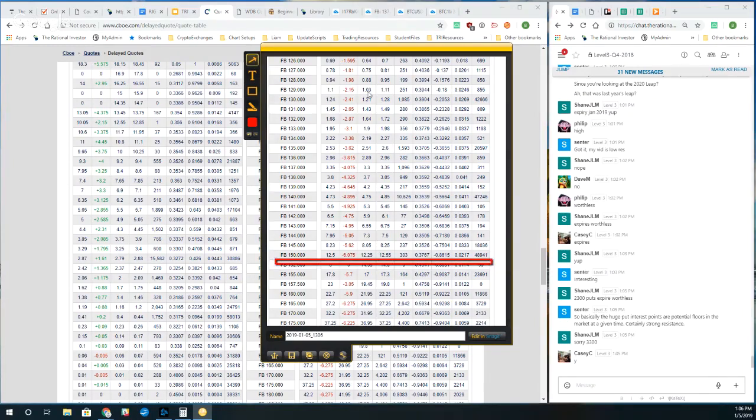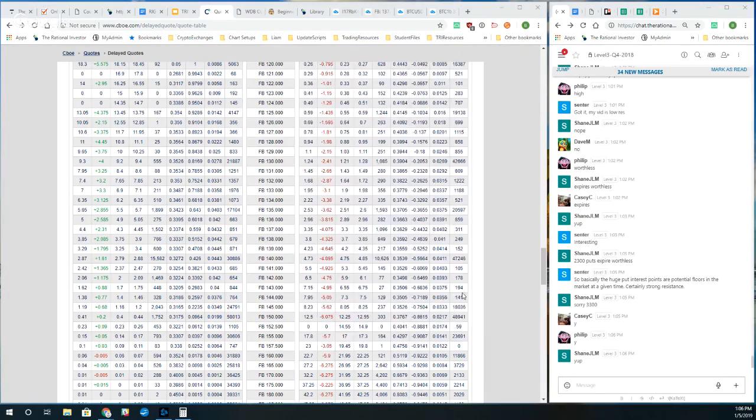That would mean that this option and this option will all expire worthless. Does that make sense, guys? In fact, I wouldn't even be surprised if they want to take it all the way up here. Wouldn't surprise me one bit.